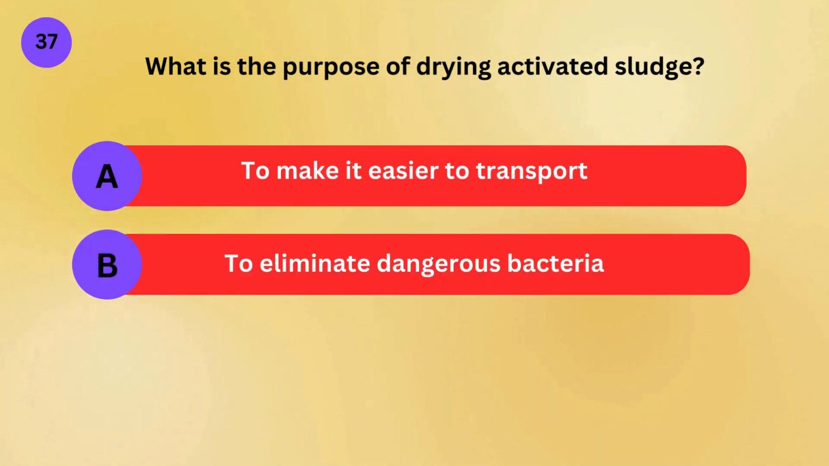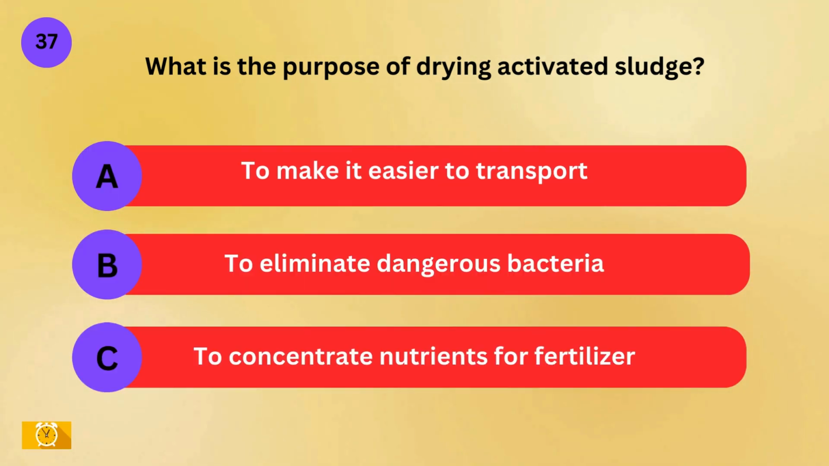What is the purpose of drying activated sludge? To make it easier to transport, to eliminate dangerous bacteria, to concentrate nutrients for fertilizer.